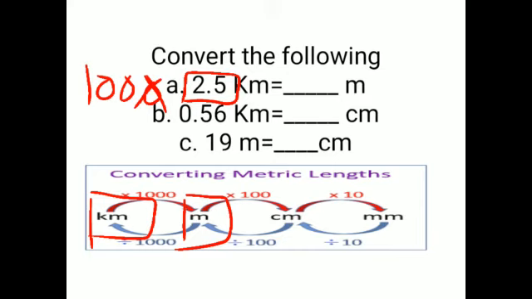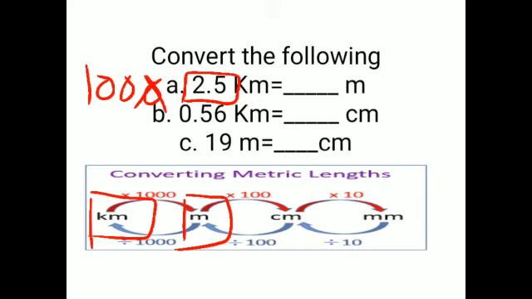Okay, now again the kilometers are converted into centimeters. How many zeros are involved? 1 0 0 0 0 0. So 5 zeros are coming, meaning 10 raised to the power 5. So 0.56 kilometer will be multiplied by 1 0 0 0 0 0.